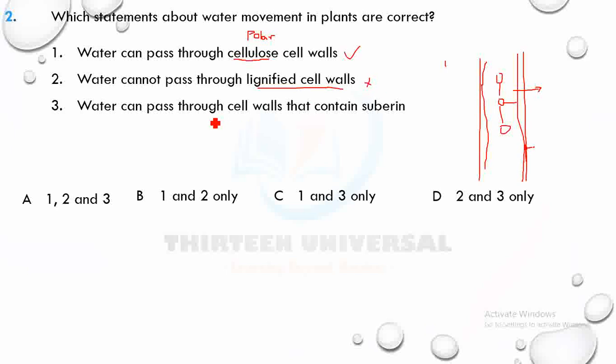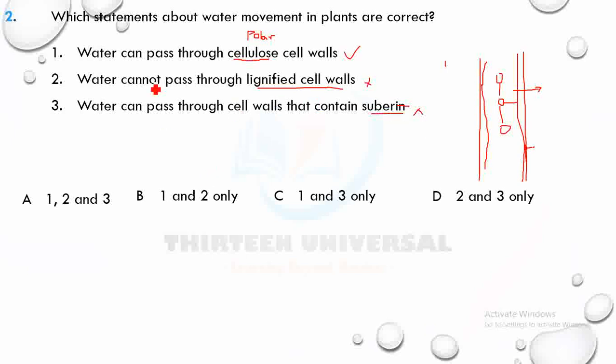So that is why 2 is wrong. 3 says water can pass through cell walls that contain suberin. Suberin is non-polar, so it contains waxy cuticle, and waxy cuticle is hydrophobic, so water cannot pass through. That is why water is not transported by the apoplast pathway through the endodermis, because the endodermis has suberin. So 3 is not there.